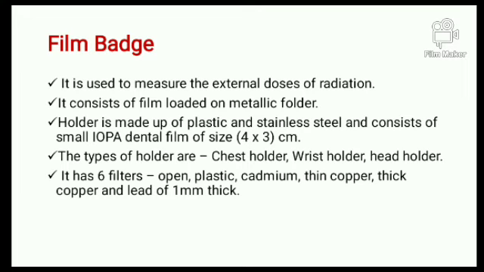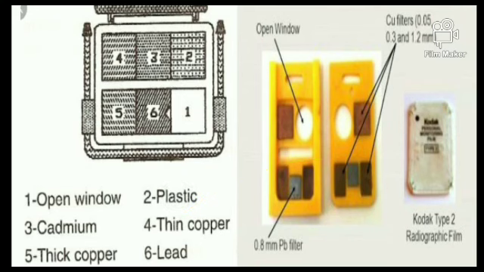And this film badge is mainly used for individual purposes, mainly to record X-ray, beta and gamma radiation as well as thermal neutrons also. And the criterion of this film badge is that it has a packet loaded with film. So this is the film, and mainly we are using the IOPA film, intraoral periapical small films, and this is loaded on the plastic cassette holder which is made up of stainless steel. So you can see in the picture, this is the film and this is the film badge holder. And the criterion of this badge is that it has metallic filters on both sides. So these are the filters, and the film is sandwiched between the two filters to record the images.